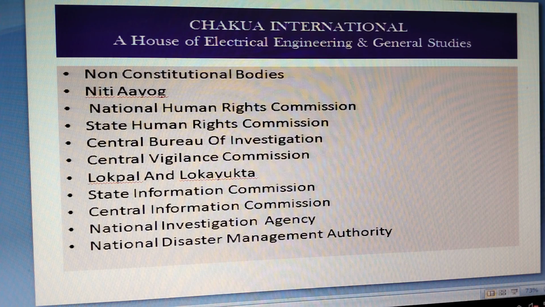The National Human Rights Commission protects human rights at the national level, and the State Human Rights Commission protects against atrocities and violence against human rights at the state level. So, again I'm telling, the non-constitutional bodies: Niti Aayog, National Human Rights Commission, State Human Rights Commission, Central Bureau of Investigation, Central Vigilance Commission, Lokayukta, State Information Commission, Central Information Commission, National Investigation Agency, National Disaster Management Authority.